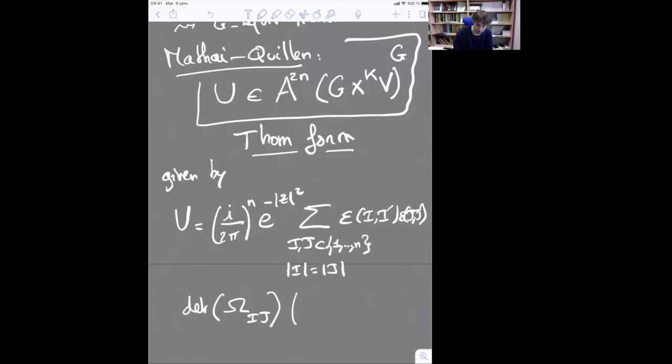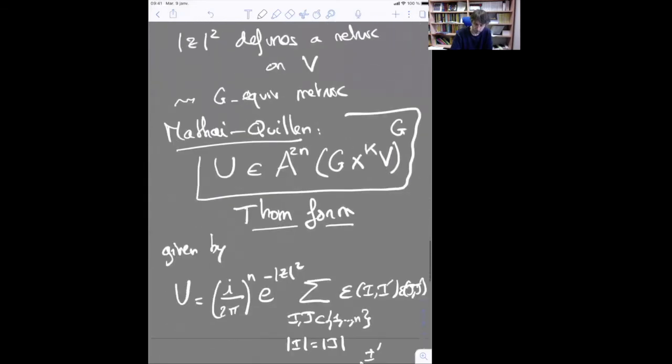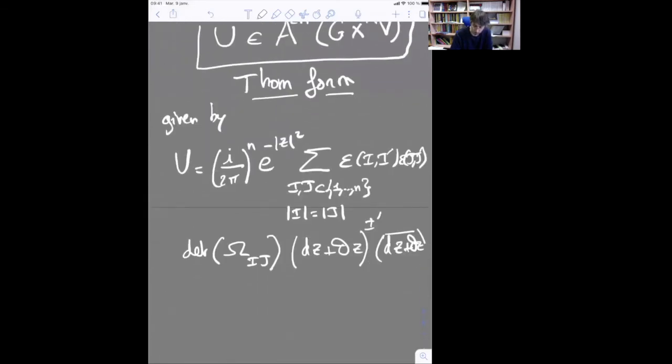And then you have dz plus theta of z. Theta is a differential form with values in K, and K again acts on V. So it's again a matrix. So you can apply it to a vector in V, and take the wedge product along the coordinate I prime, and here dz plus theta z bar, and you take the K product using j prime, and you inverse the indices.